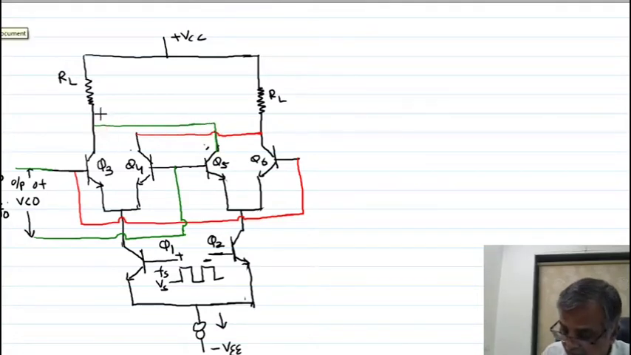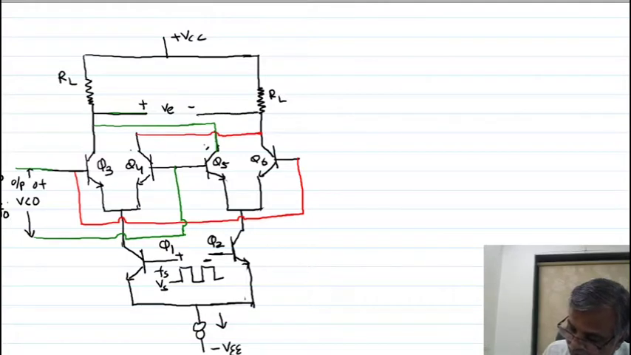You are taking the output voltage. I am taking the output voltage at collector of Q3 with respect to the collector of Q6. This current is, let me say, IQ. This is your IQ. This is IE.